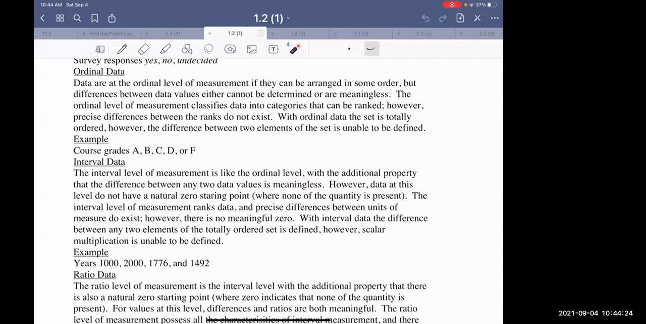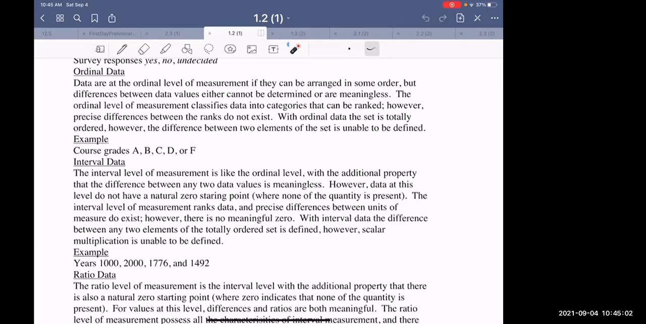So in addition to having the set that's totally ordered, we have the additional property that differences between two data values are meaningful. However, it does not have a natural zero starting point where none of the quantity is present.